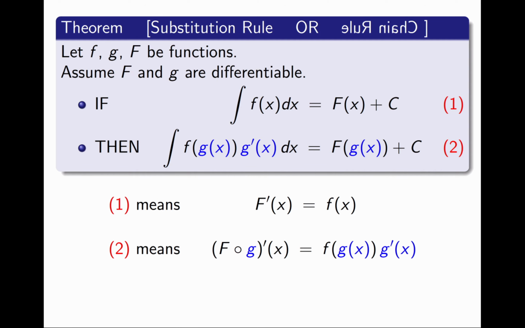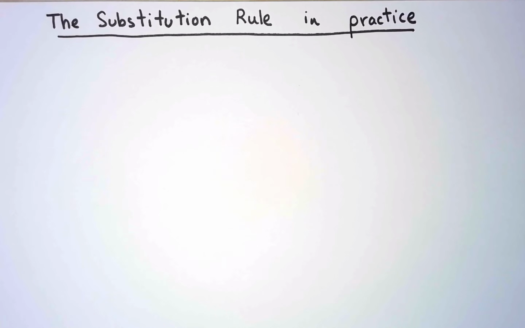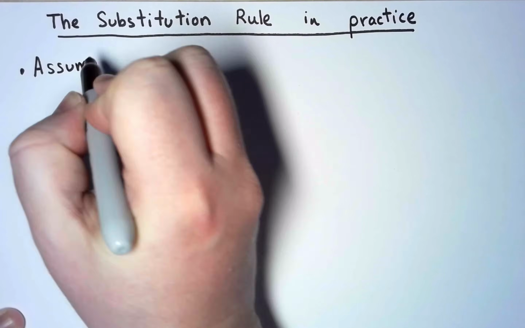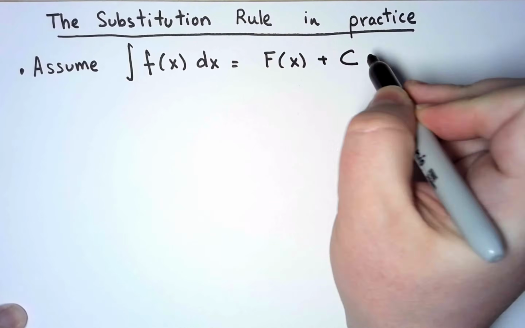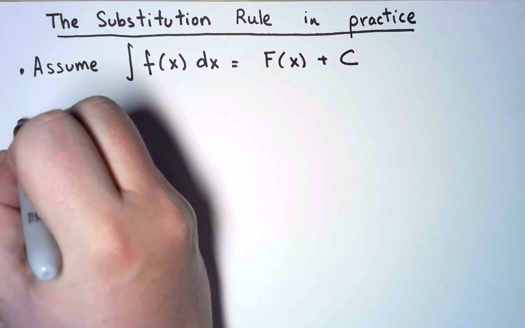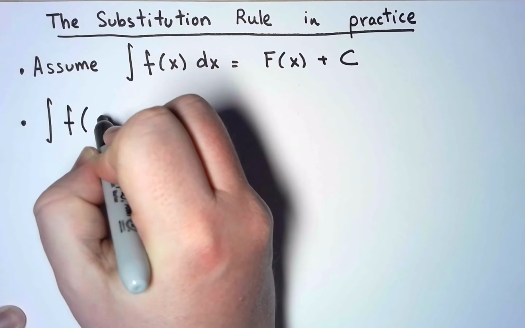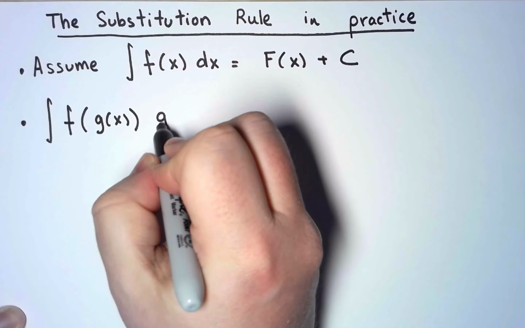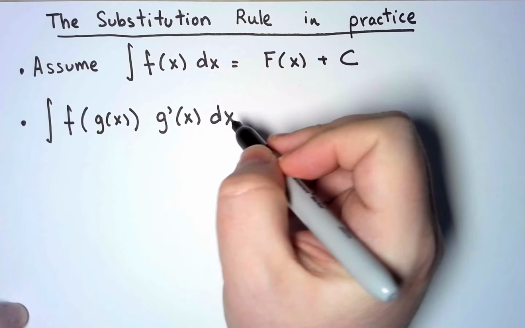This is the theory. In practice, we try to use this theorem in an efficient and algorithmic way that simplifies computation, rather than just guess and check. I will explain this next. Assume we know that an antiderivative of little f is big F, and we want to compute the integral of little f of g of x times g prime of x with respect to x.